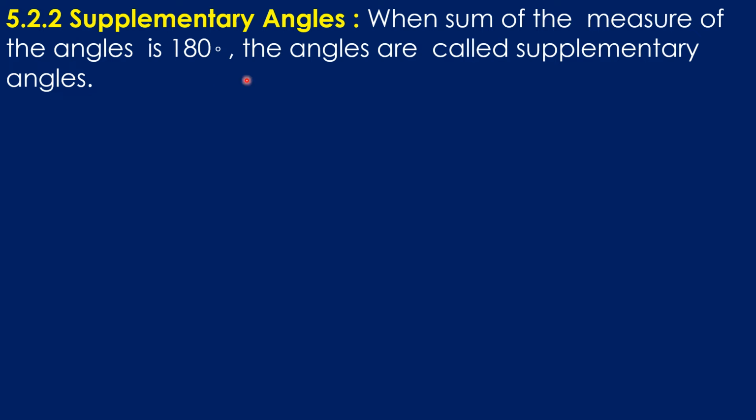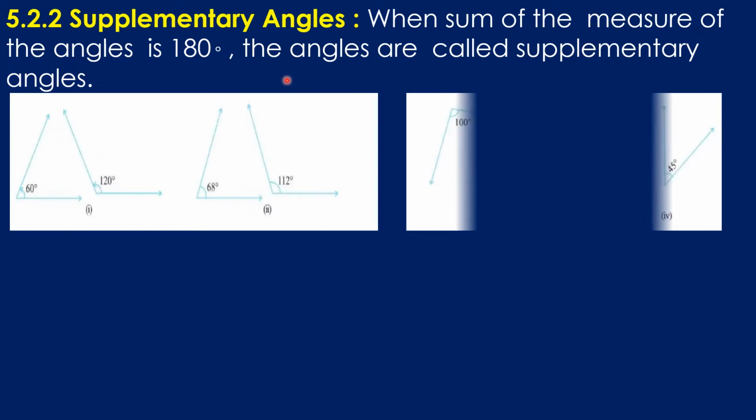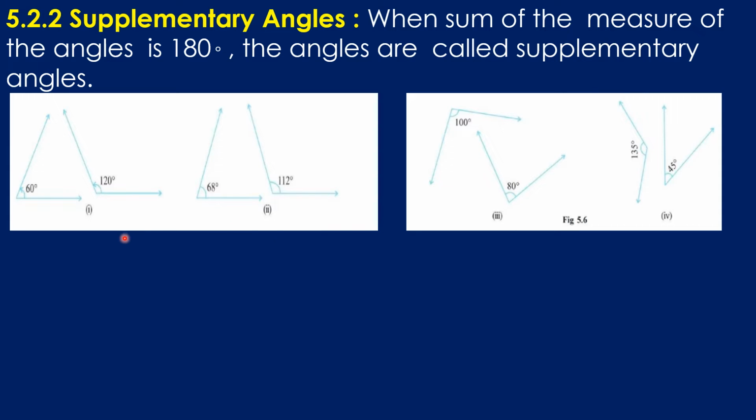The next related angle is supplementary angles. What is a supplementary angle? When the sum of the measures of the angles is 180 degrees, then the angles are said to be supplementary angles. So here we have a few examples. Let us understand this with an example and verify whether the given pair of angles is supplementary or not.